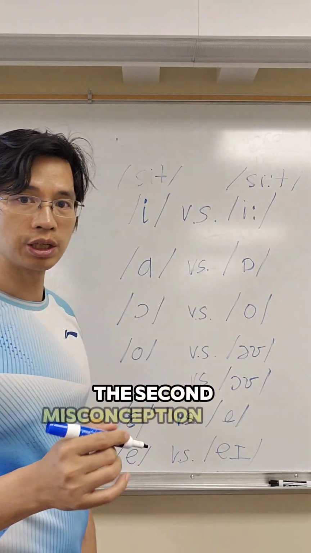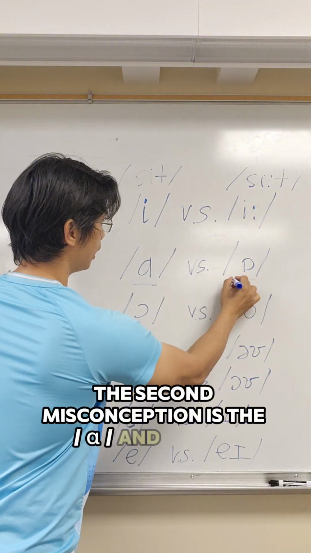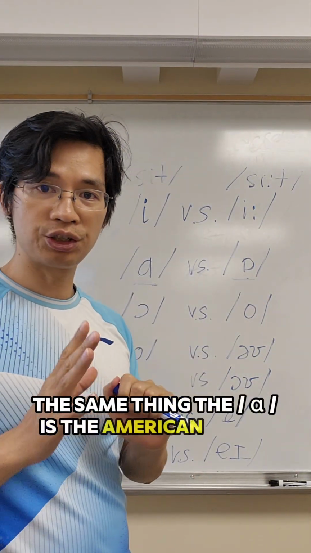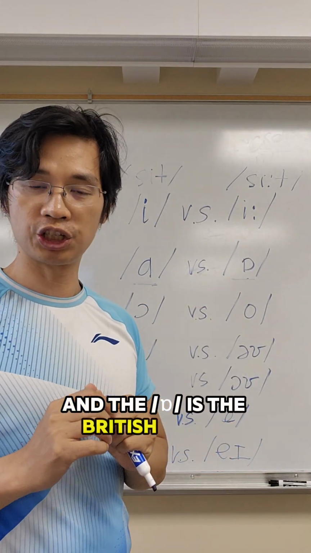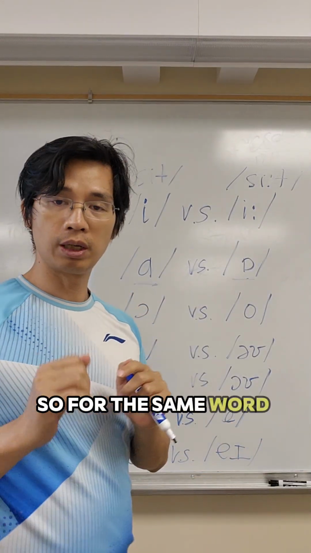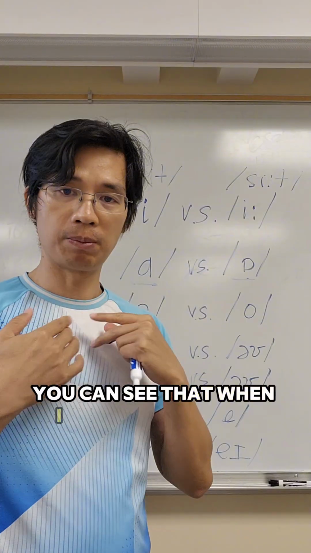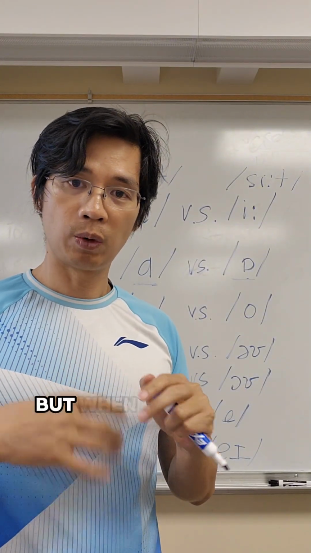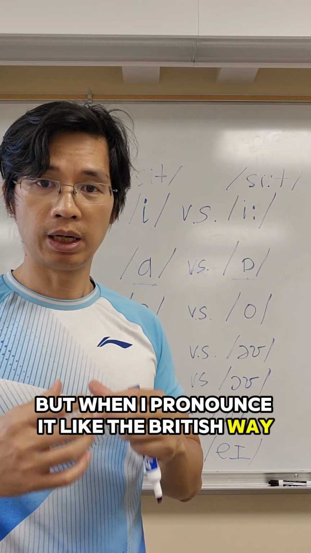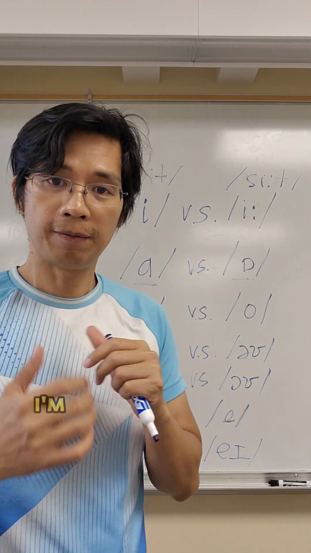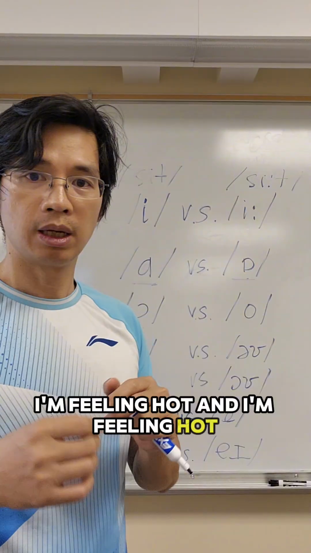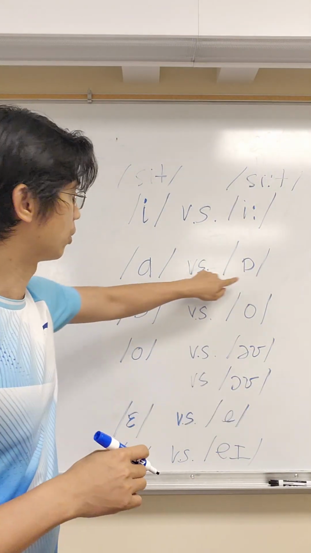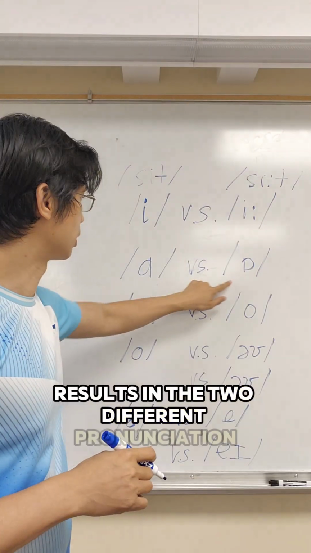The second misconception is the A and the O. The same thing, the A is the American sound and the O is the British sound. So for the same word, hot, when I pronounce it the American way, it sounds like hot. But when I pronounce it the British way, it sounds like hot. I'm feeling hot and I'm feeling hot. So the difference between the two versions of sounds results in two different pronunciations.